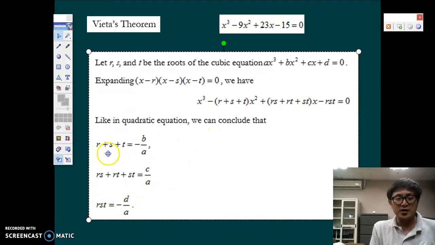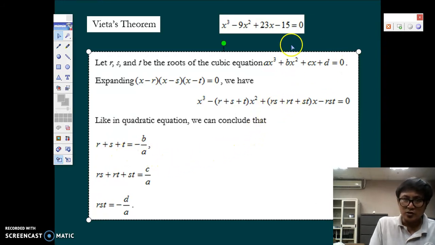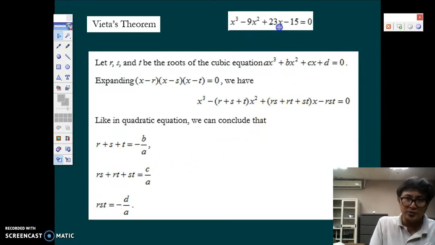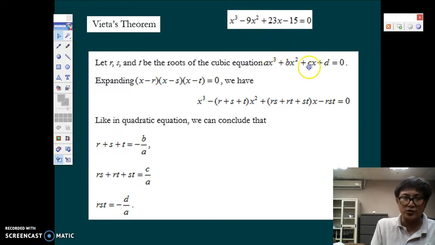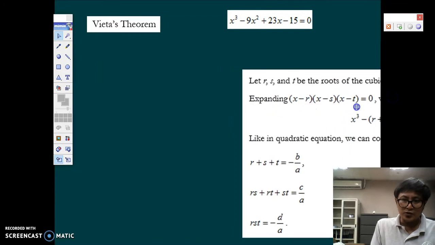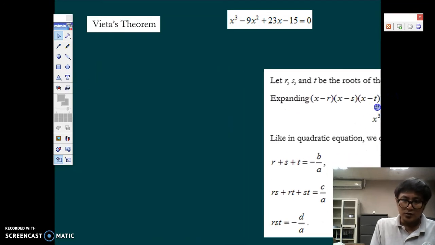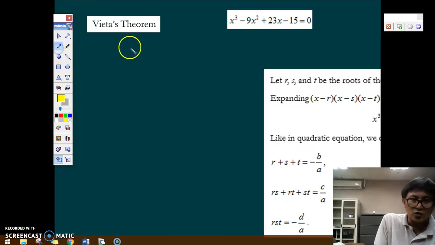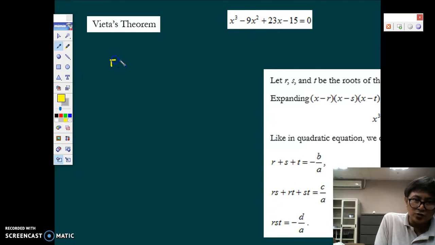Again, r, s, and t are the roots; a, b, c, and d are the coefficients. Now look at this polynomial right here. Even without solving for the roots of this, I'll put the three formulas of Vieta here. Let r, s, t be the roots of this polynomial. Then you know r plus s plus t is negative b over a.